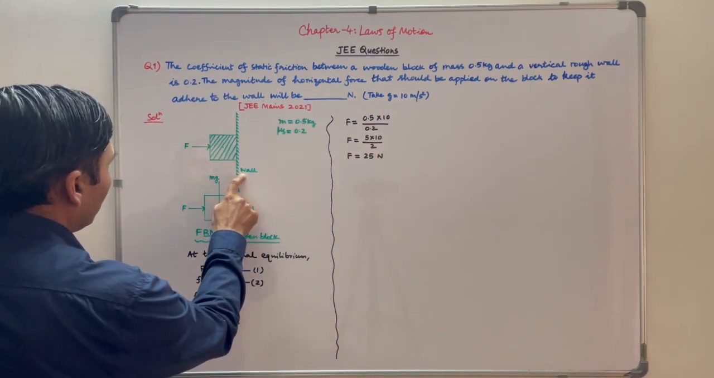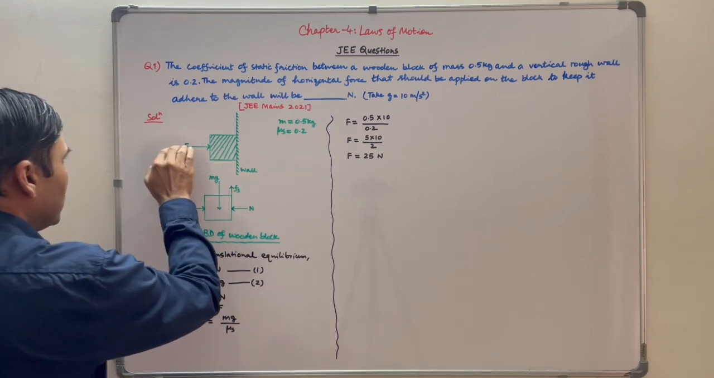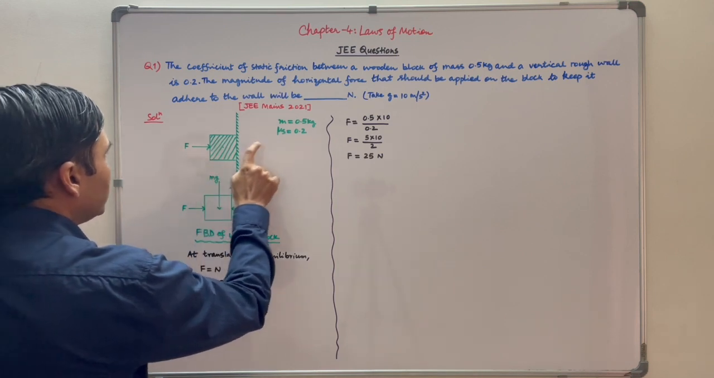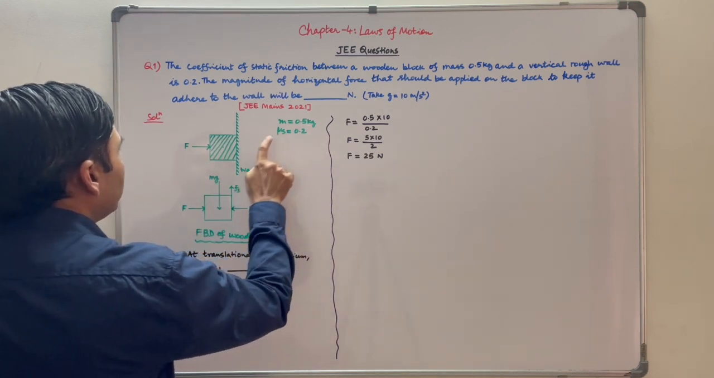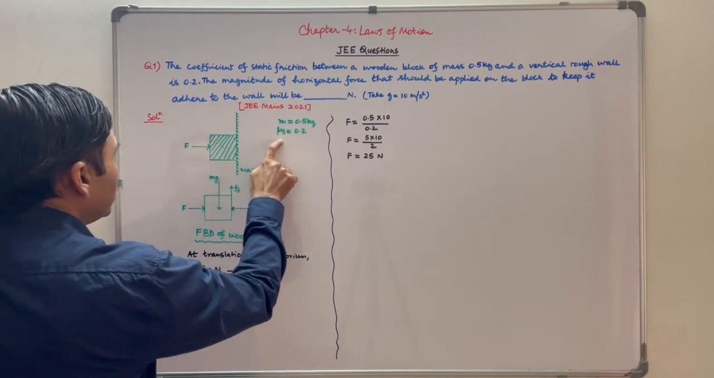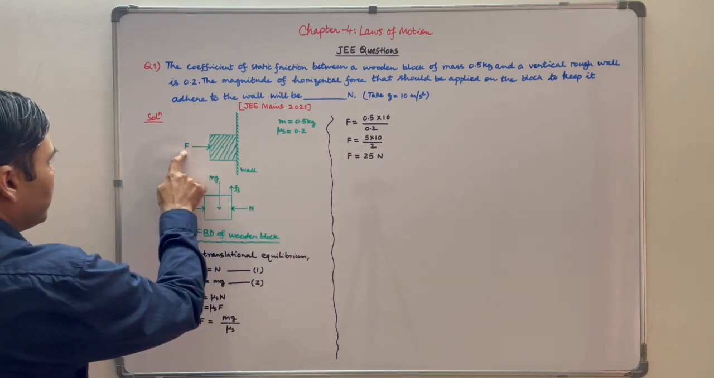This is the vertical wall and this is the wooden block. A horizontal force F is applied on the wooden block to stop it from falling down. Mass of this block is given as 0.5 kg. Coefficient of static friction between the wall and the wooden block, μs, is given as 0.2. We have to calculate the value of F.